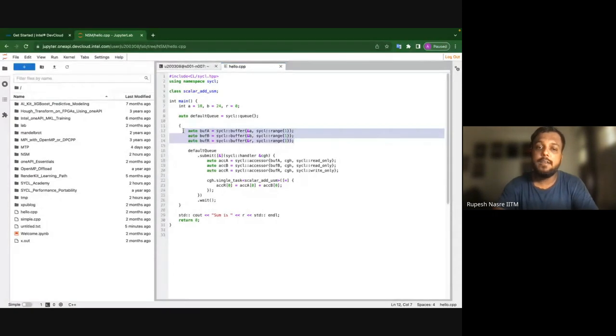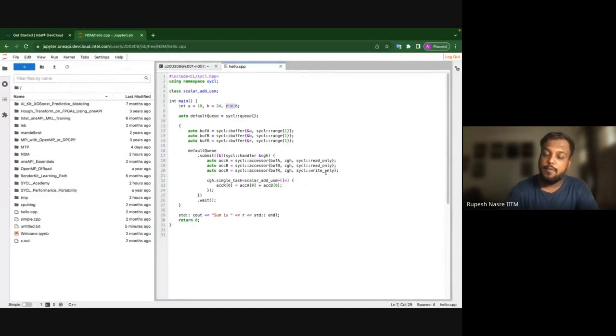So what I have done here, I've created a buffer for all the three variables in the work where I am submitting the work, right? I have taken the access of all these three variables. Since I want to just read the values of A and B, I use read only, right? Since I want to write the value to R, I am accessing it as write only. We can also access as read write, if we want to read the value of R and then maybe write a value to R. So there are three accesses, two are read and one is write.